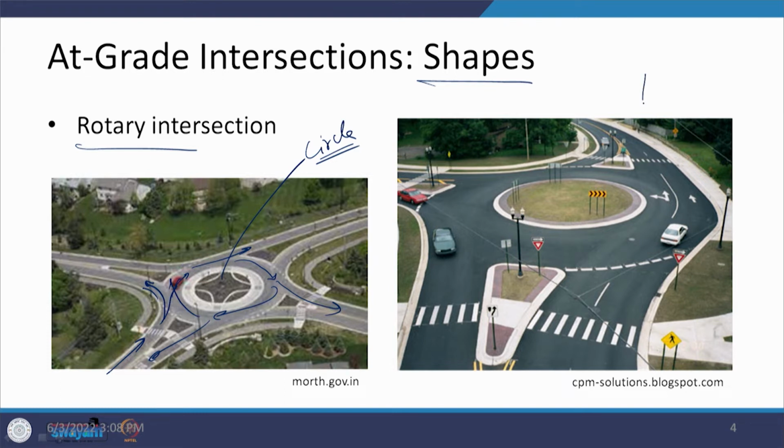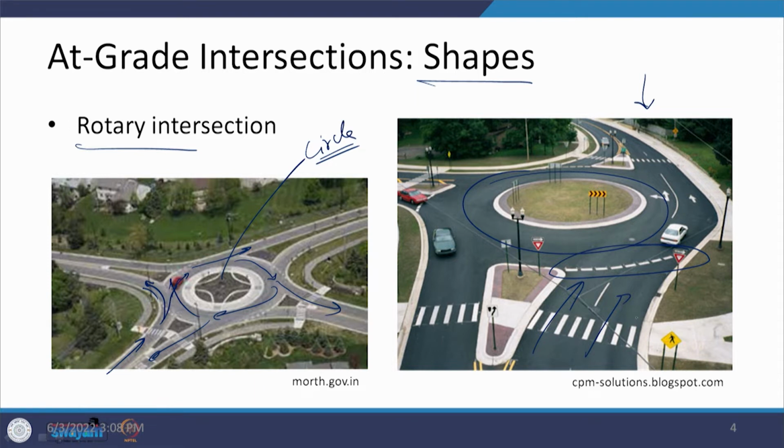If you look at the other photograph being given here, that is from a right hand driving system. The vehicles are coming from this direction, hence this giveaway line is being given. The point here is that when you talk about rotary intersections, more priority is given to the traffic which is already in the circle. Those vehicles which are moving around have the priority of movement, and the vehicles which are coming in have the second priority.